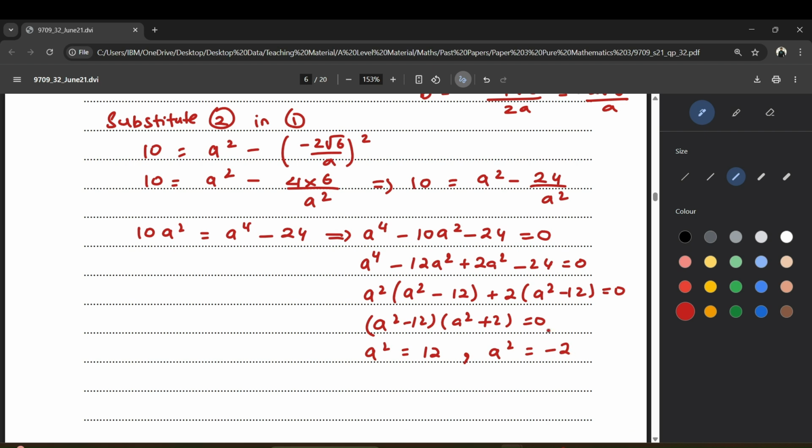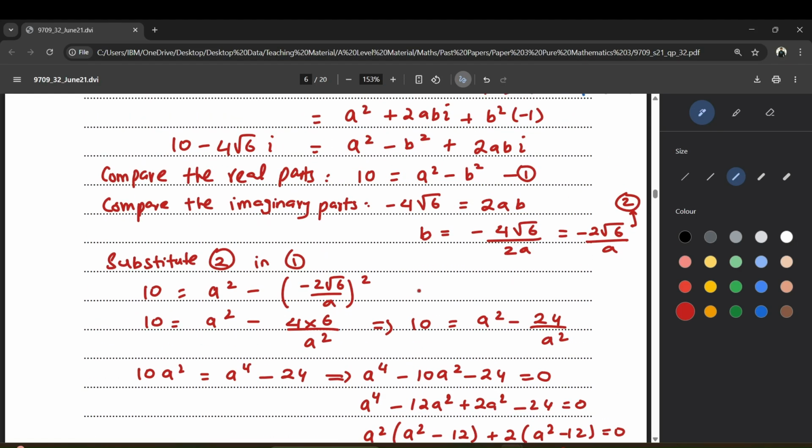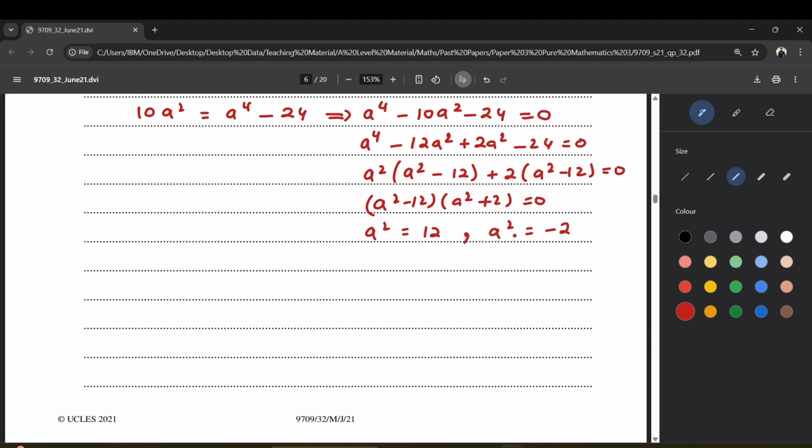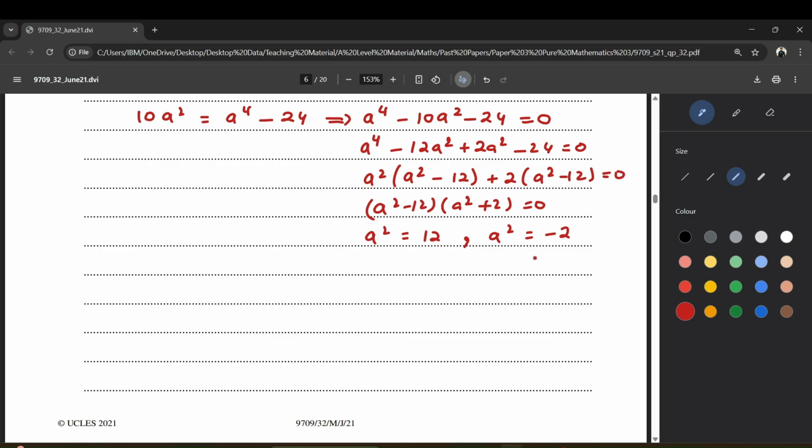Now look, you have to be very clear on what the question says. Even when you're working, you have to go back to the question to see what's given. It said that a and b are real, and they're exact. So if I were to work this out, that would end up as square root of minus 2, right? That would give me a complex number, but a is not a complex value, therefore we will reject this solution, and we will only proceed with this solution.